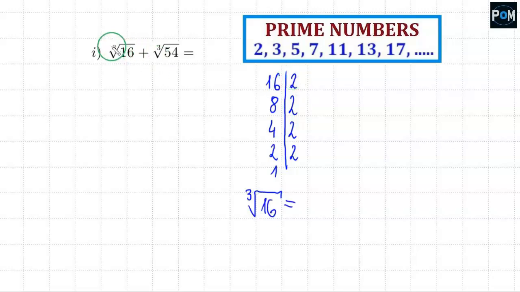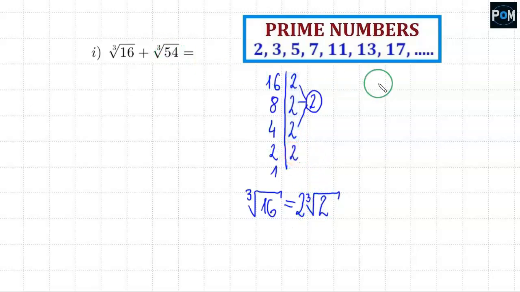And because we have a cube root, we don't group in pairs, but in 3's. We have 3 identical 2's here. From these 3 2's, we make one new 2, and place this new 2 here at the beginning, before the root. And we place this single 2 under the radical.